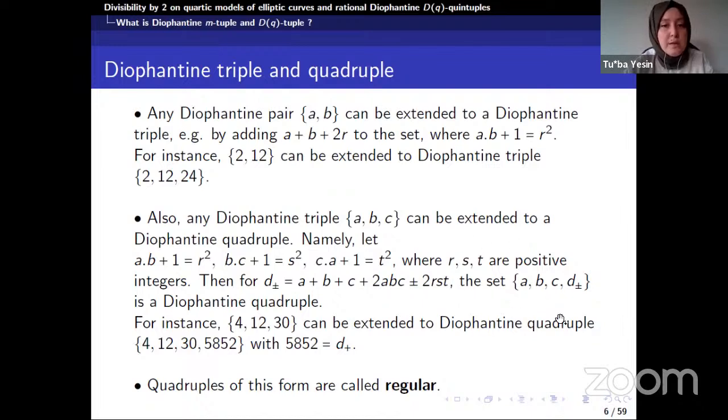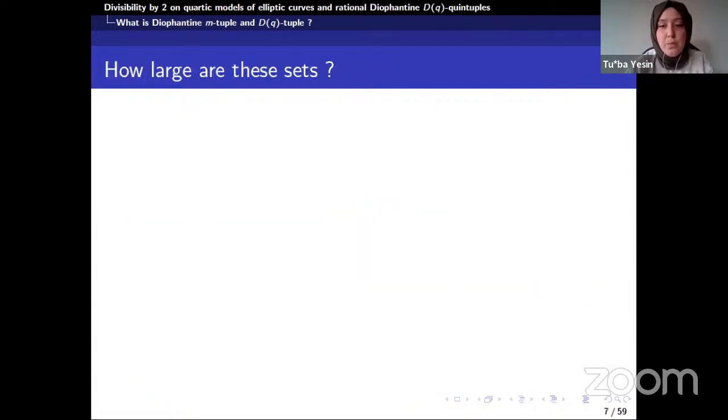And also by using this extension, we can get infinitely many Diophantine quadruples. Can we continue like this? Can we get a Diophantine quintuple? For this question, we should consider two cases, the integer case and the rational case. Let me start with the integer case.